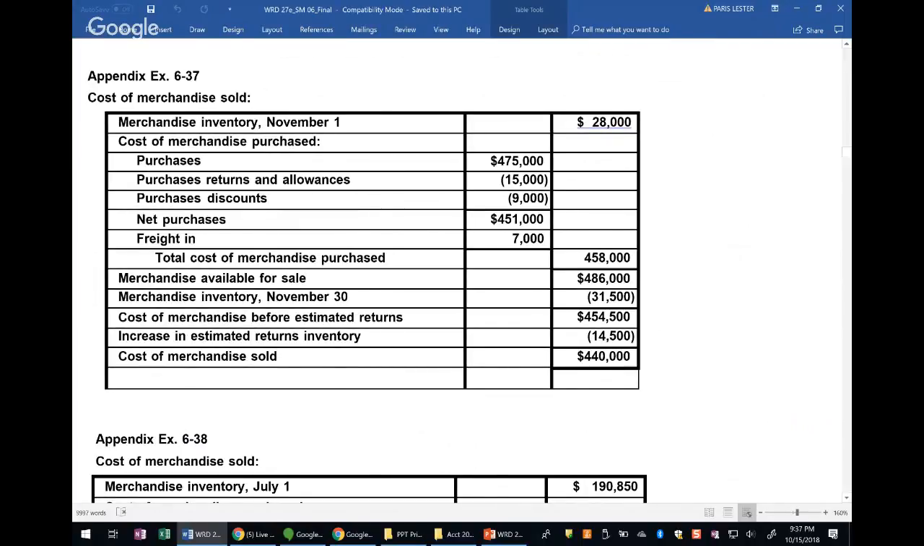Okay, did anybody come up with a format something like you see? Merchandise inventory beginning plus purchases. Now to get purchases, subtract returns, discounts, and freight. You get merchandise available for sale, minus ending inventory, gives you cost of merchandise sold. Usually it ends right here. But now this edition has added estimated returns inventory to subtract. Did anybody get 440?